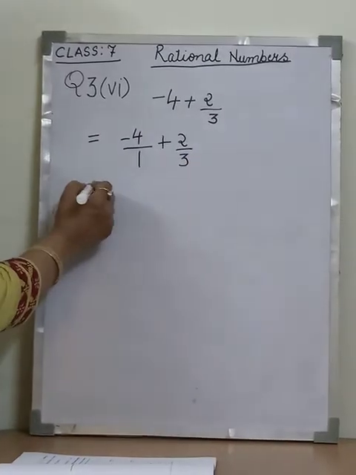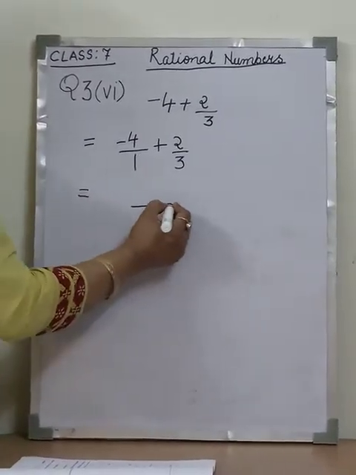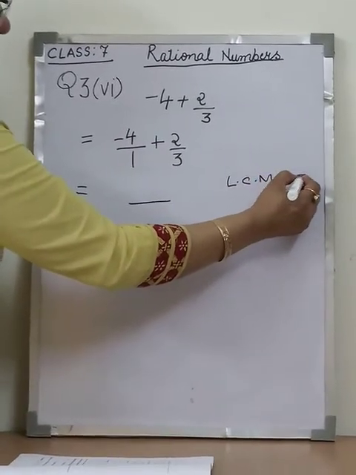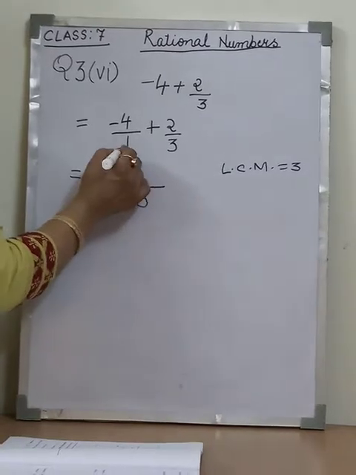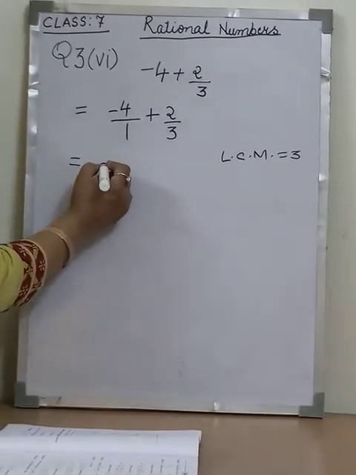Okay. Now 1 and 3 are the two different denominators. The LCM of 1 and 3 will be 3. So I write LCM 3. Now what should be multiplied to 1 to get 3?